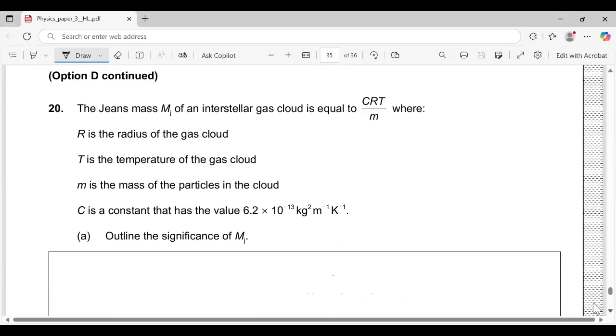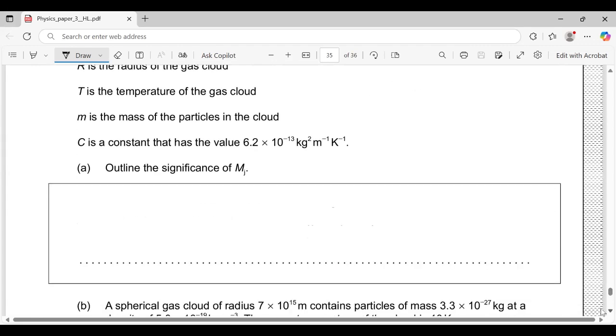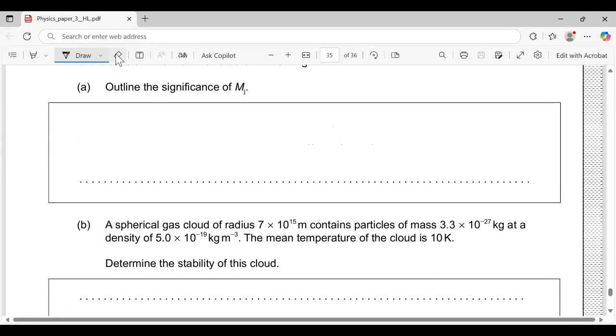Number 20. The Jeans mass MJ of an interstellar gas cloud is equal to CRT over m, where R is the radius of the gas cloud, T is the temperature of the gas cloud, m is the mass of the particles in the cloud, C is a constant that has the value 6.2 times 10 to the power minus 13 kilograms squared per meter per Kelvin. So I outline the significance of MJ. I have provided my answer for this question.